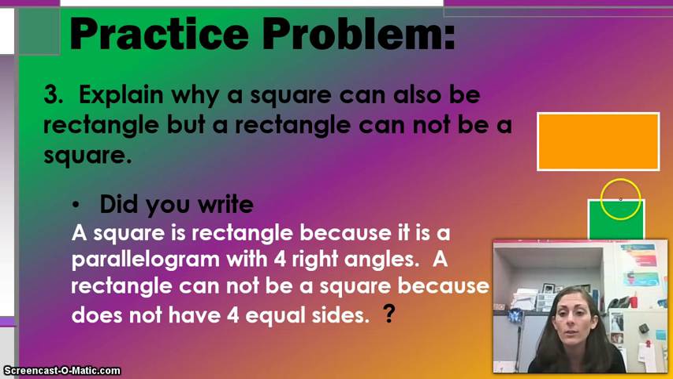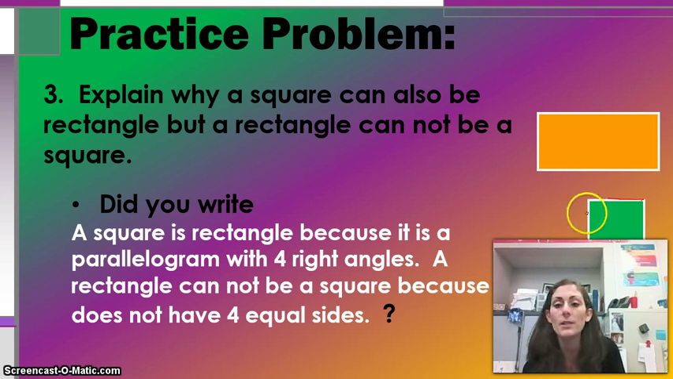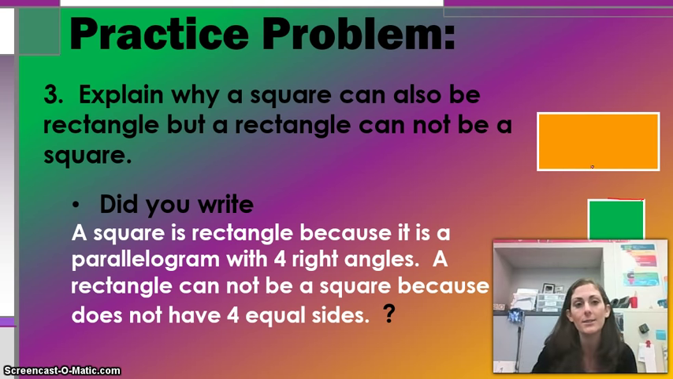So a square over here is a rectangle because it's a parallelogram with 4 right angles. And if you remember, the definition of a rectangle is a parallelogram with 4 right angles. And a square fits that. Now the reason why a rectangle is not a square is because a square has all congruent sides. The definition of a square is a rectangle with all congruent sides. A rectangle does not have all congruent sides. So a square can be a rectangle, but a rectangle cannot be a square because it doesn't have all congruent sides.